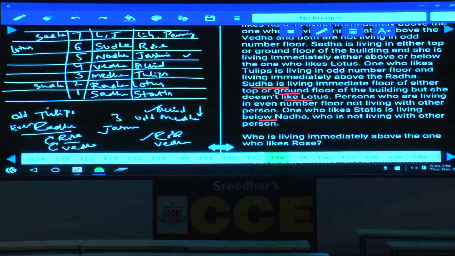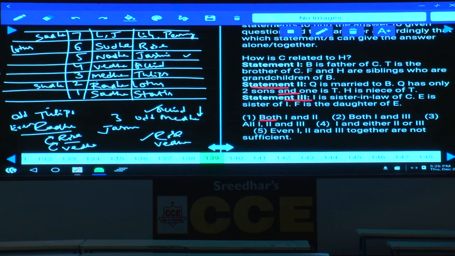Yes, anything to be discussed once again? Now, 139 and 140 is also there. Now, 139 and 140. What is given in this one? 139 and 140?